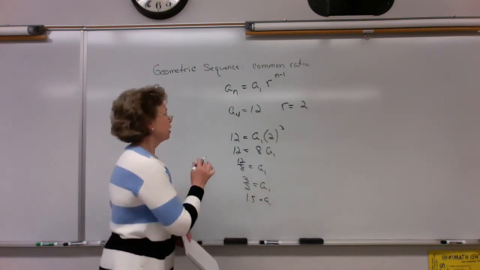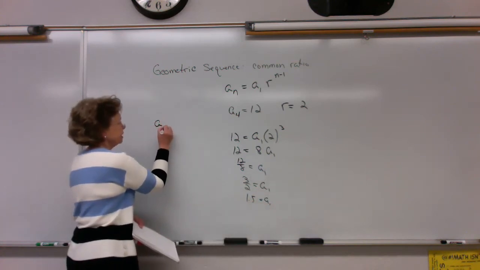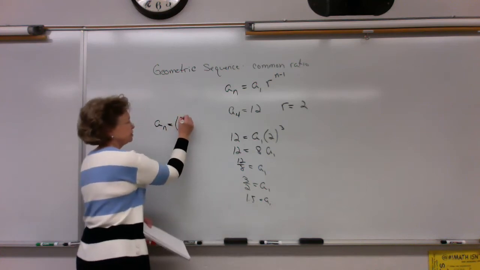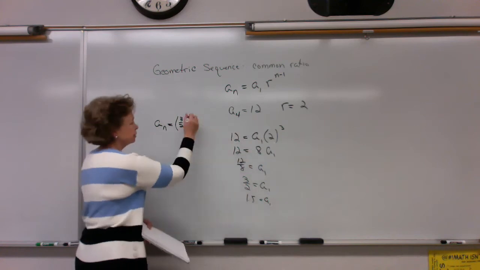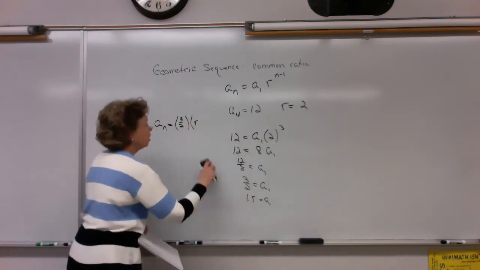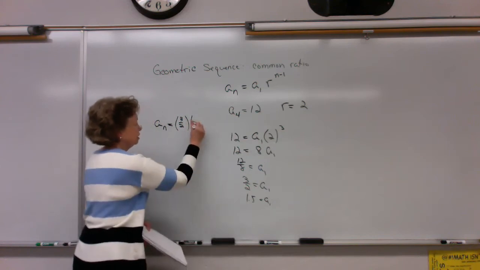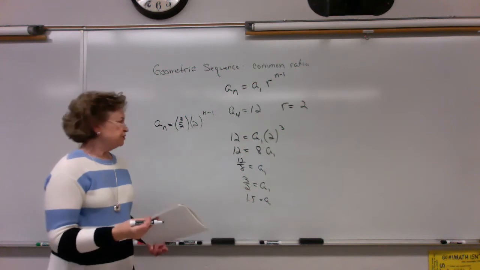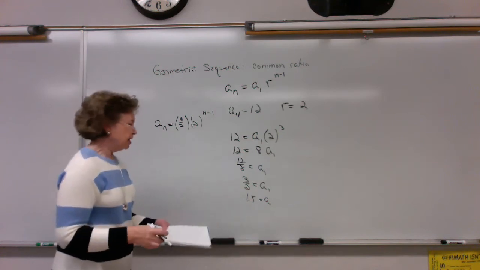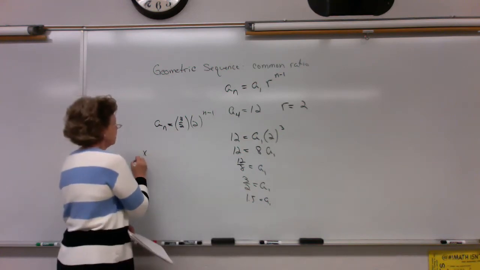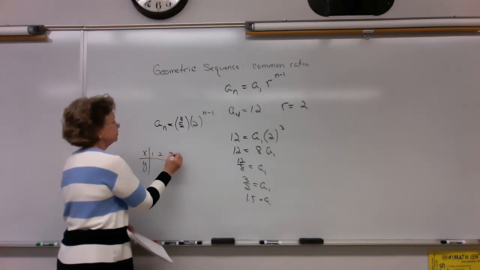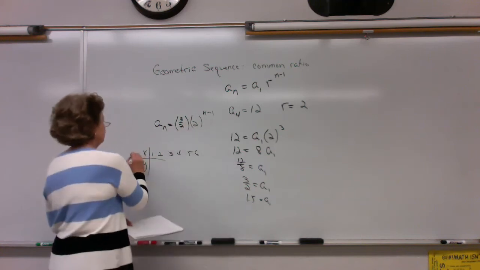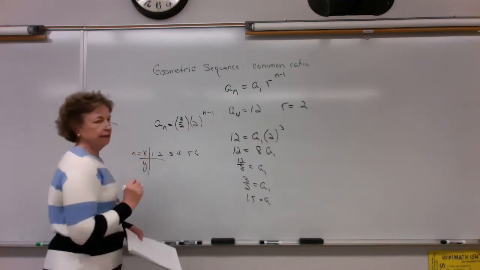And so now our rule is going to be a sub n is the first term. Now that we know that that is 3 halves or 1.5 times our common ratio r, which is 2, to the n minus 1 would be our rule. To find those first 6 terms, you could do a table of values. So x and y, 1, 2, 3, 4, 5, 6, and plug in for n and see what you get. Remember, x is the n.